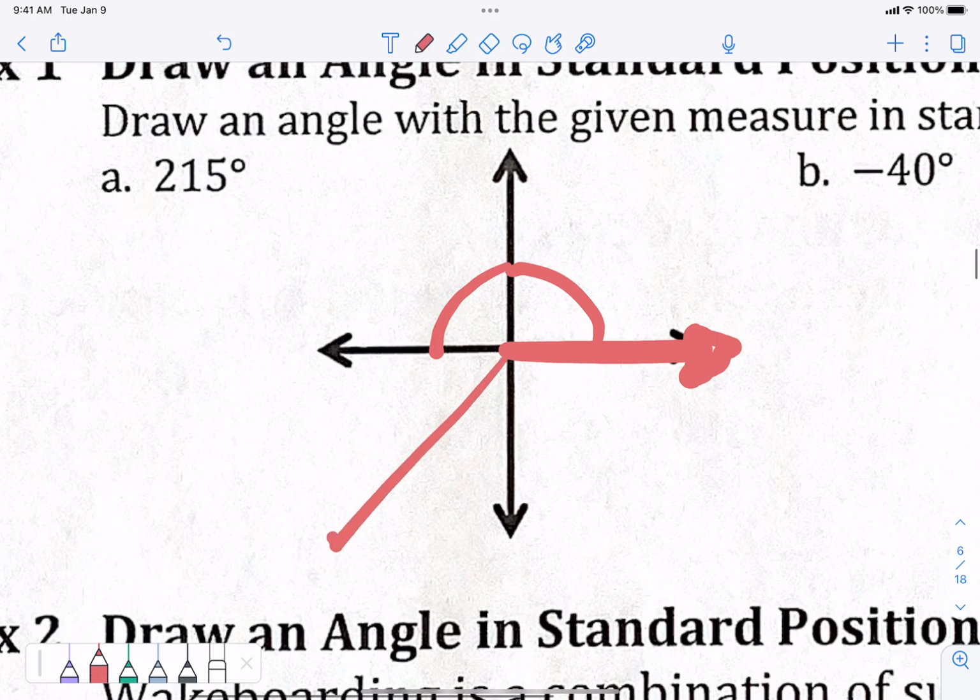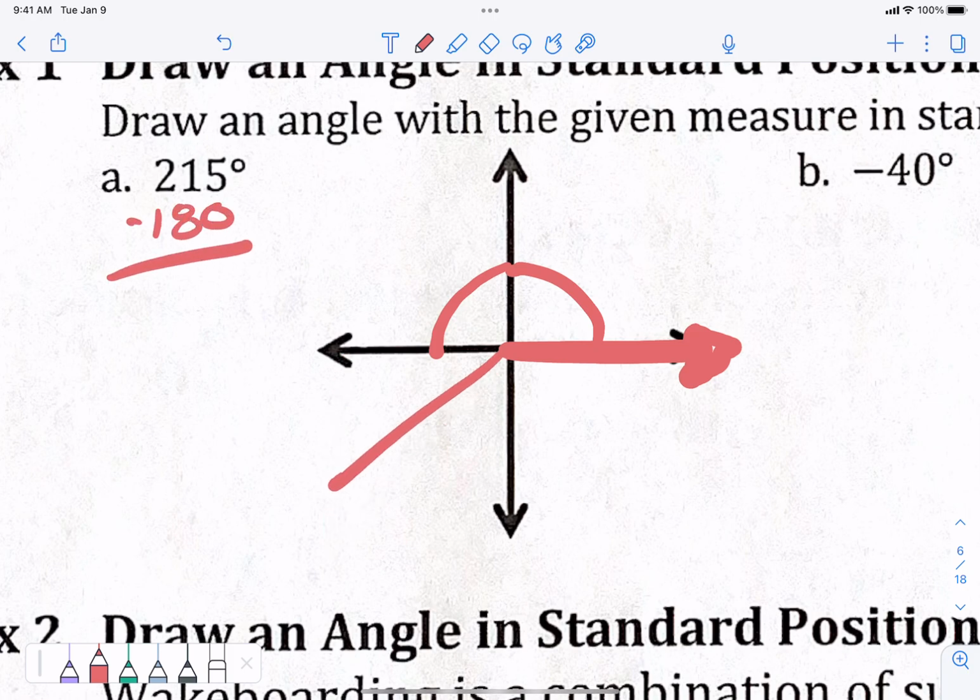How many degrees is like half? Is like this right here. 45, okay? How many degrees is it past the 180? If I would subtract 180, this is 35 degrees, right? So it's only 35 degrees past 180, so it's less than half, right?